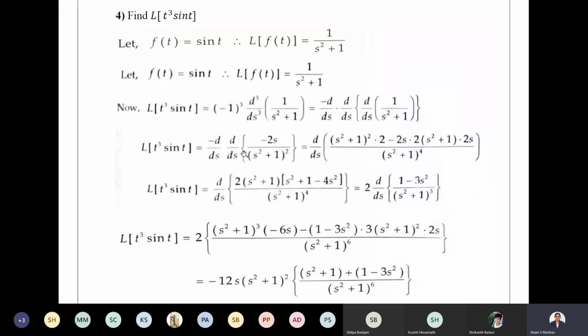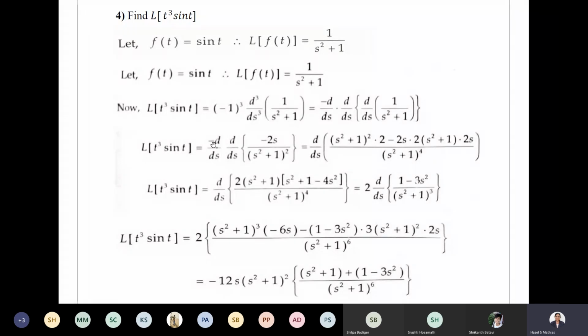Now differentiate it again, that is differentiation of the numerator by denominator. So that will be denominator square. So we have already here s square plus 1 whole square, so the square of this will be s square plus 1 whole power 4. Then s square plus 1 whole square into differentiation of 2s. This minus we have already cancelled. So differentiation of 2s will be 2. Minus 2s into differentiation of this denominator. Differentiation of s square plus 1 whole square will be what? 2 into s square plus 1 into differentiation of s square plus 1. That will be 2s.